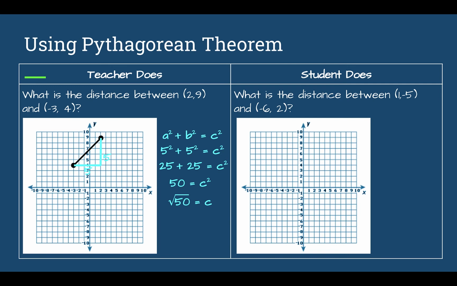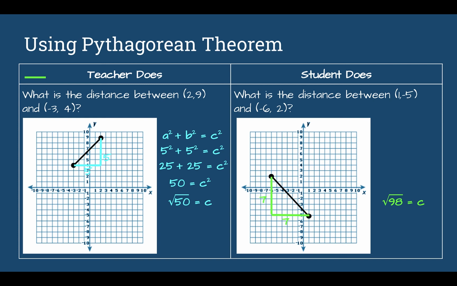Let's check. You should have found your answer to be the square root of 98, or about 9.8 or 9.9 something. Here's how to get that. Here's your 2 points. Connect them for the hypotenuse.